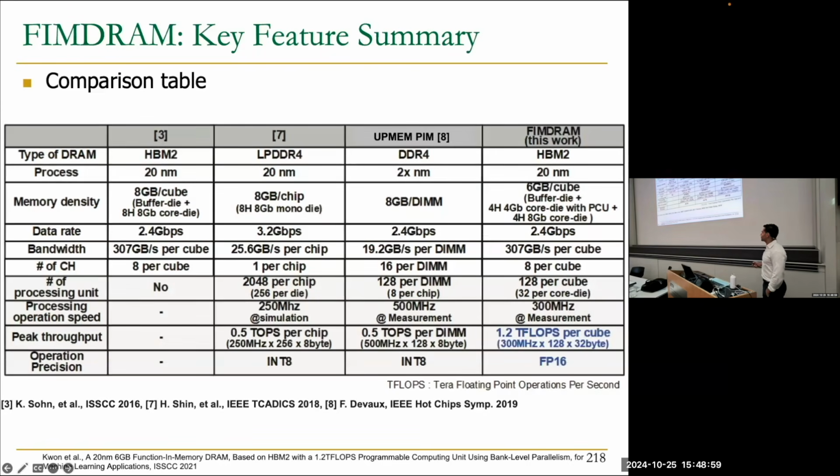This is a comparison table that they have in their original paper, comparing their architecture at the time, FIMDRAM, with the UPMEM PIM chip. Some interesting things to look into in this table is that they are using different types of DRAM. UPMEM uses DDR4, FIMDRAM uses HBM2. This is some manufacturing process, which is not so interesting. The size of the chip is 6 GB per cube, while UPMEM has 8 GB per DIMM.